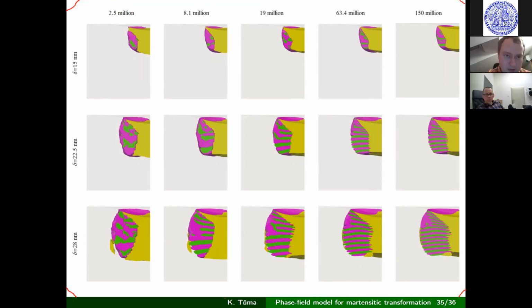So here you can see also the comparison of the microstructure on a cross section for different simulations. So surely 2.5 million is a very coarse mesh, and you cannot resolve the microstructure. Reasonably, it is from 19 million degrees of freedom and up to, let's say, 64 and 150 is very similar, but you can really see that the number of twins for 150 million degrees of freedom is still bigger than for 64. Unfortunately, we cannot afford a larger problem. Of course, it would be nice not to compute the problem on a structured, fixed mesh. It would be nice to make adaptive mesh, but so far we are not able to do it.